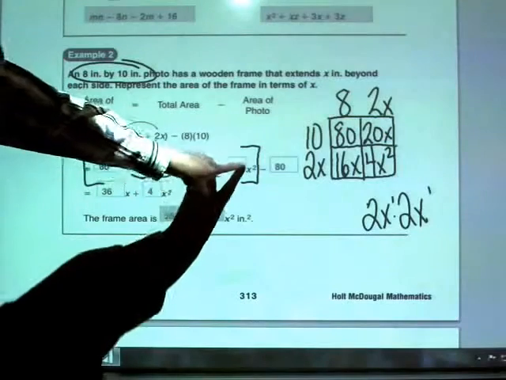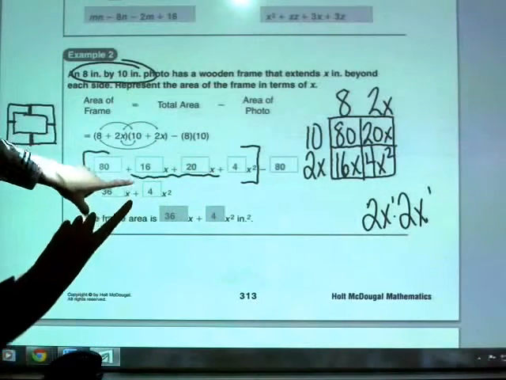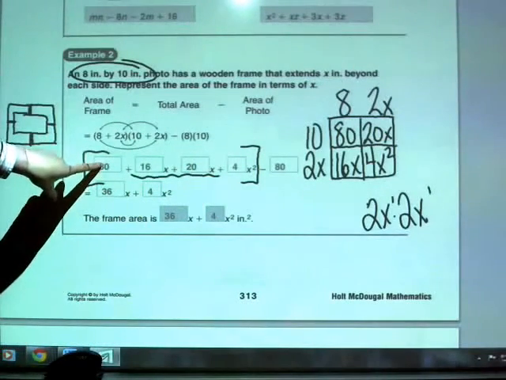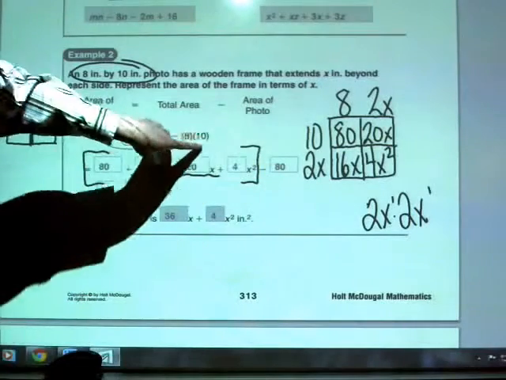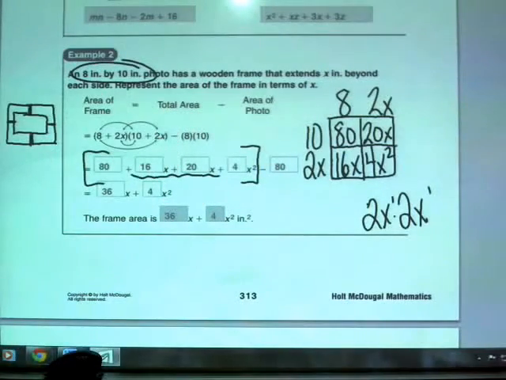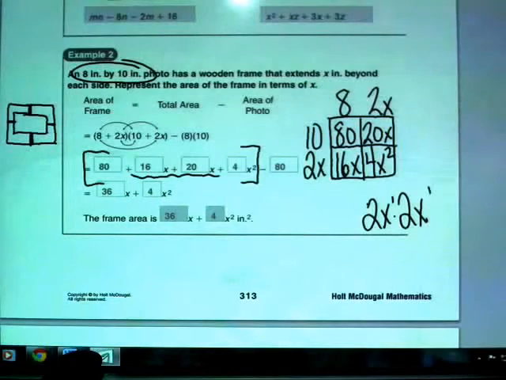They've got the 4x squared to drag down to the answer. And then as you can see, we've got 80 in here, but then we're subtracting off 80 for the photo here. So of course 80 minus 80 goes away. So that doesn't go into the answer at all because they've wiped each other out. So 36x plus 4x squared is the polynomial expression that represents the area of the frame. And you can write it the other way. It would have the exact same meaning, 4x squared plus 36x.